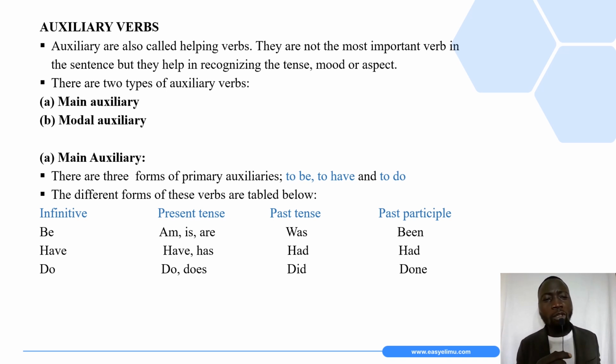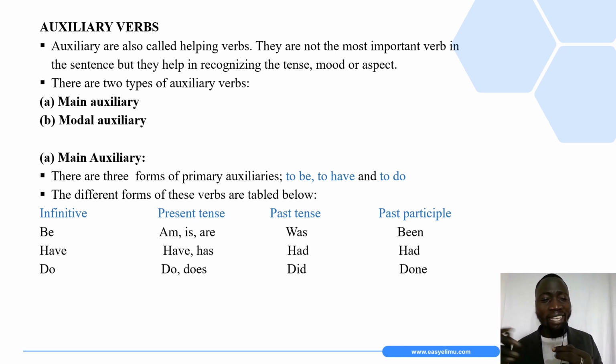So talking about auxiliary verbs, dear students, auxiliary verbs are also called helper verbs or helping verbs. So they are not the most important verb in the sentence, but they help in recognizing the tense, mood, or aspect. So we are going to see about that. So there are two types of auxiliary verbs. The first type of auxiliary verb that we have is the main auxiliary verb. That is also called the primary auxiliary verb. The second type of auxiliary verbs that we have are the modal auxiliary verbs.